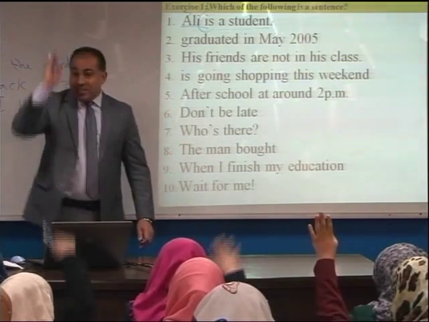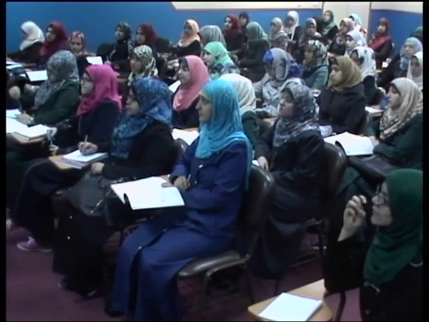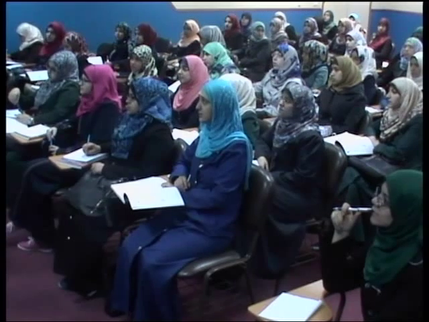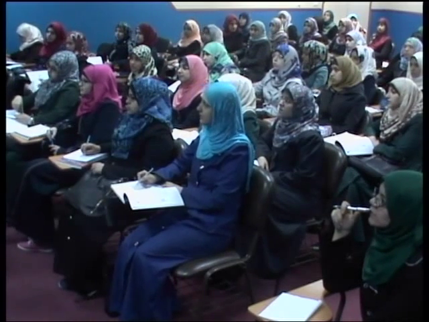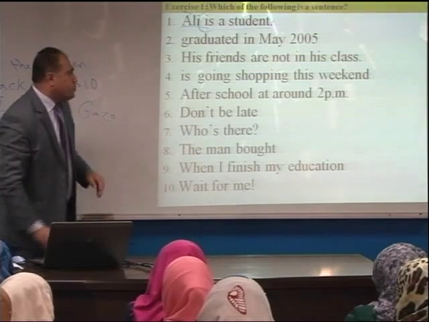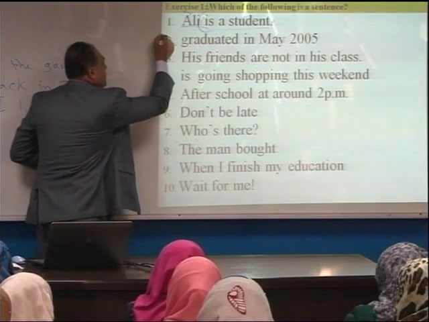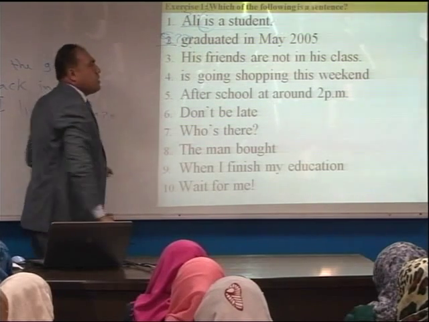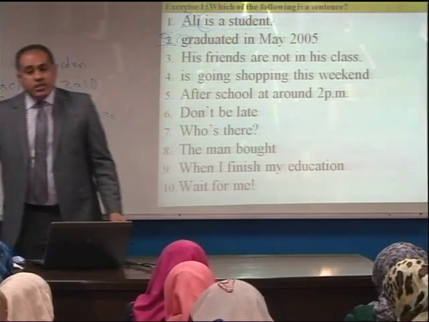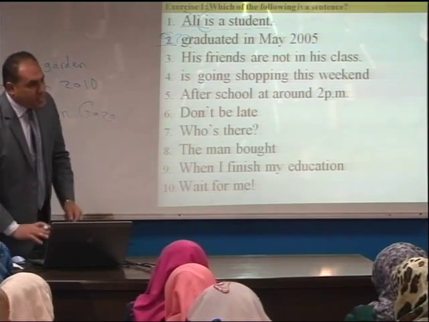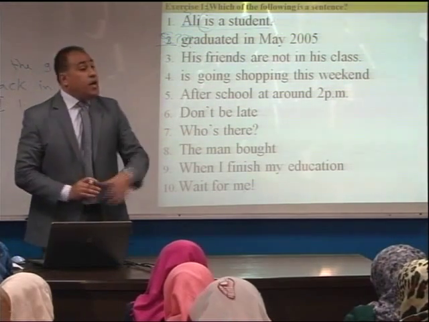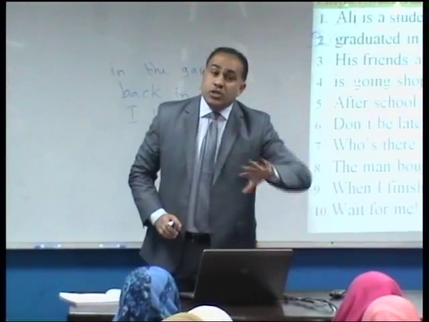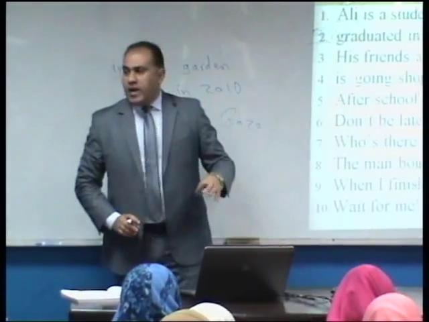Alright, the second one. Yes, please, over there. Not a sentence. Why is it not a sentence? The subject is missing. There is no subject. Alright, so the subject here is missing. He graduated in May 2005. She graduated, my brother graduated, Ahmad graduated, Huda graduated. So it is not a sentence because the subject is not there, so we have to put the subject.